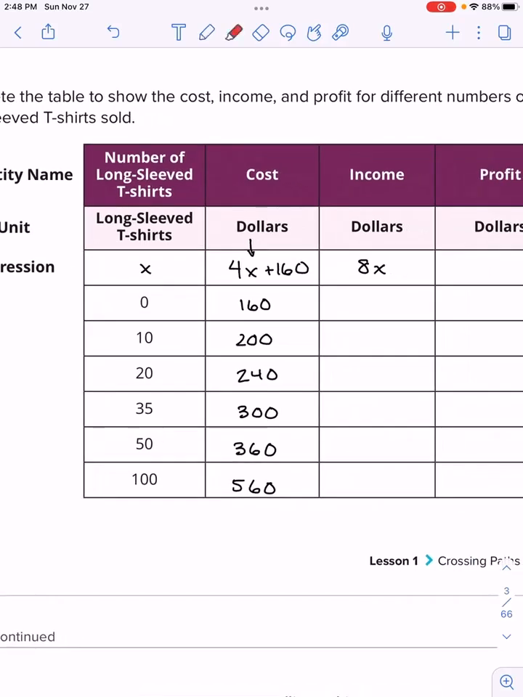We're still plugging in all of these values, but we're plugging them into X here. So it means we're just going to multiply by 8. So 0 times 8 is 0. So if we sell no shirts, we raise no money, right? If we sell 10 shirts, we'll get $80, right? 8 times 10. 20 times 10, 160. And I'll give you the rest. 280, 400. The last one, if we sell 100 shirts, 100 times 8, 800.